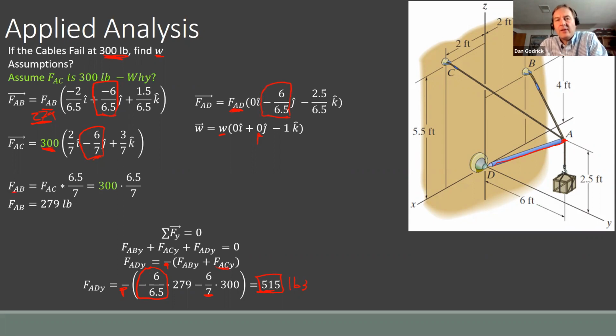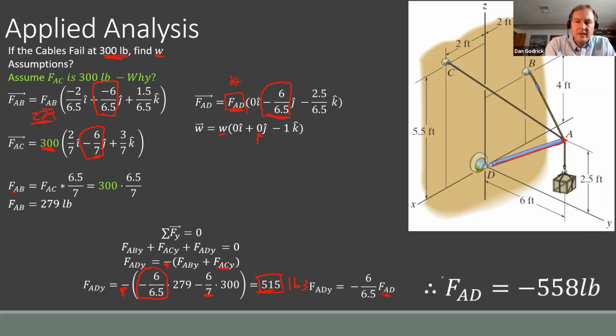FAD in the Y direction is minus 6.5 times FAD. So this is just algebra. If you have questions though, come and see me because it can get confusing. So we know FAD in the Y is 515 pounds. What is FAD? What is the magnitude of FAD? FAD in the Y direction is minus 6 times 6.5 times FAD. So FAD is minus 558 pounds.